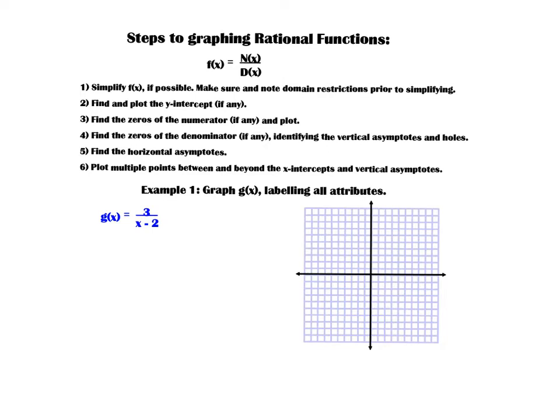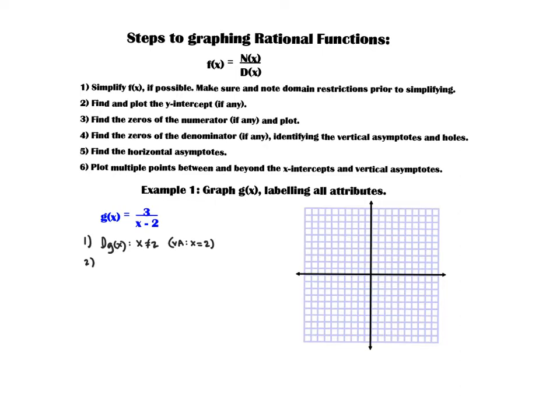Okay, so number 1, can't simplify, but I'm going to note the domain restrictions. So the domain of g of x is that x cannot equal 2. Since I don't see an x minus 2 in the numerator as well, that's going to be a vertical asymptote. So you can kind of note that, I think that would be step number 3. Step number 4. Okay, step number 2, it says find and plot the y-intercept.